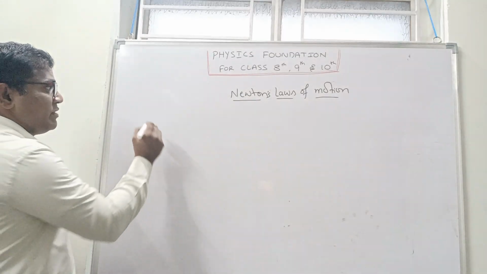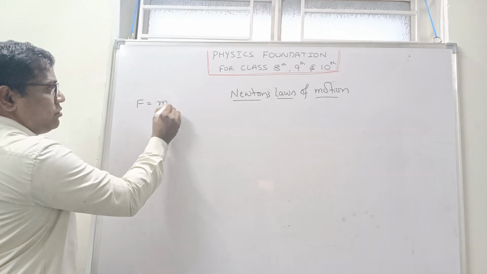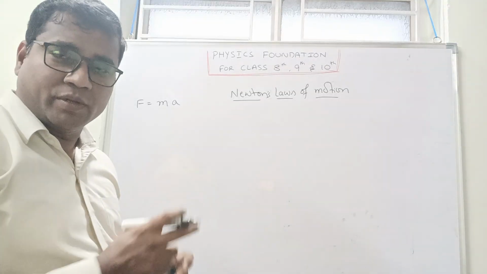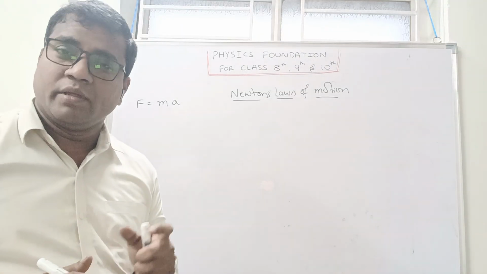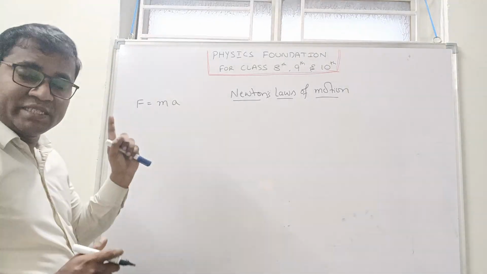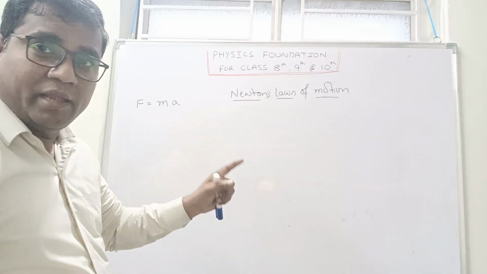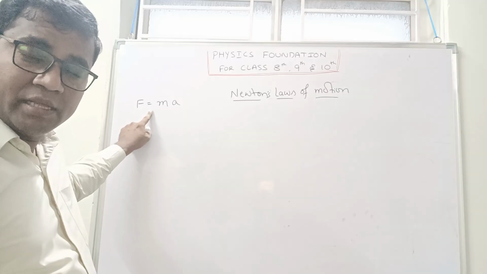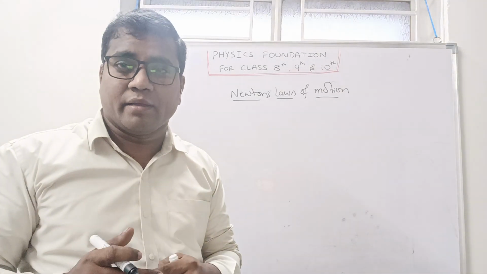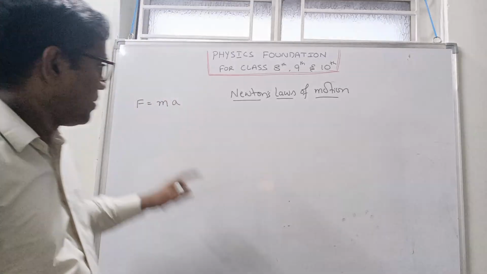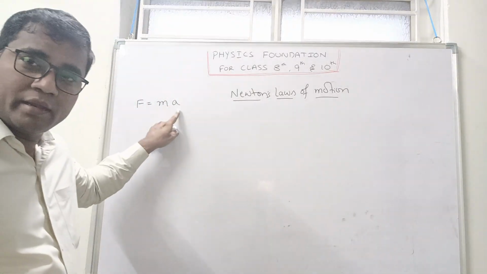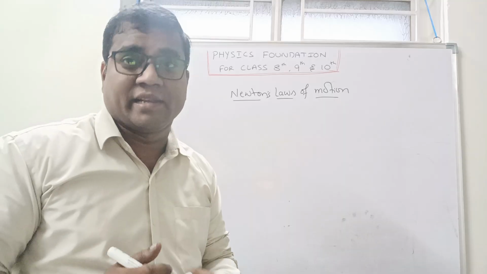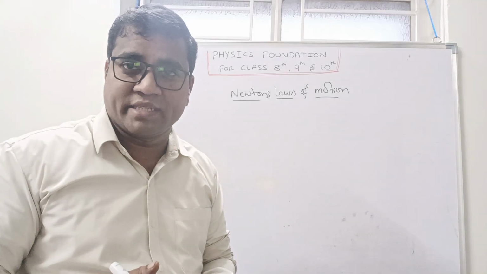We know F is equal to m into a. So maximum we will discuss only these points. F is equal to mass into acceleration. Now we have to understand that when a force is acting on a mass, the mass should accelerate. Why? Because if F is there, then absolutely A should be there. So when force is acting on a body, the body is getting accelerated.